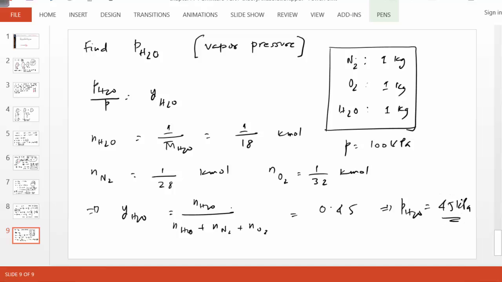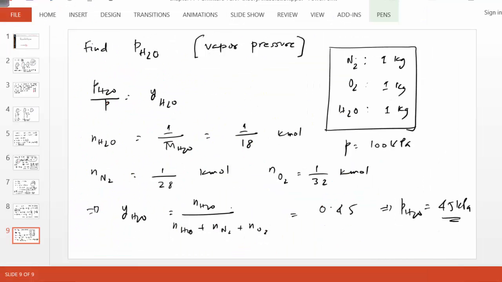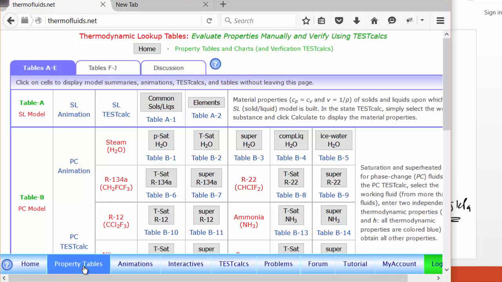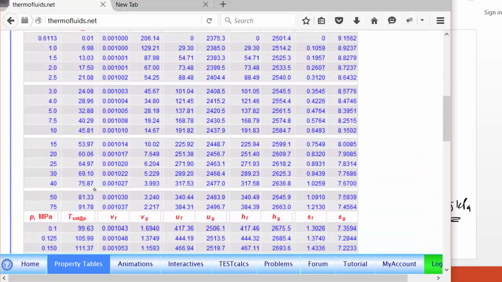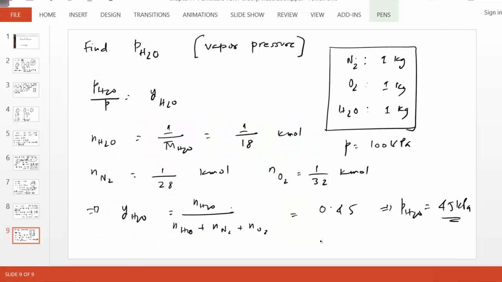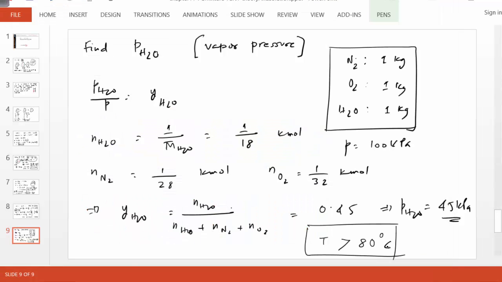And what is the boiling temperature at 45 kPa? Let's go to the property tables, to the pressure saturation table of water, and at 45 kPa, you see the temperature is somewhere close to 80 degrees Celsius. So we can say the temperature must be about 80 degrees Celsius, must be greater than 80 degrees Celsius for this to be true.